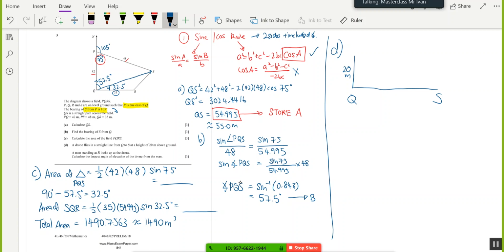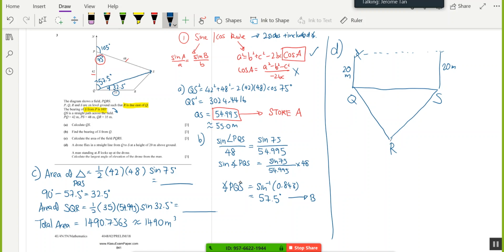So then there's another one. Okay, this one is a little bit complicated. So there's another guy that is supposed to be at R. Okay, so the drone is here. It's flying to here. Okay, at 20 meters. All right, calculate the largest angle of elevation. At which point do you think he will give him the largest angle of elevation?